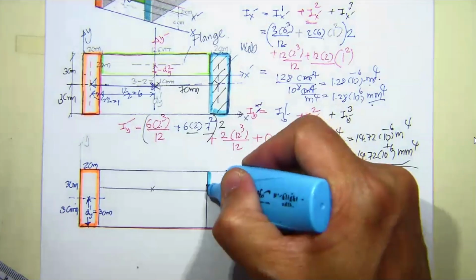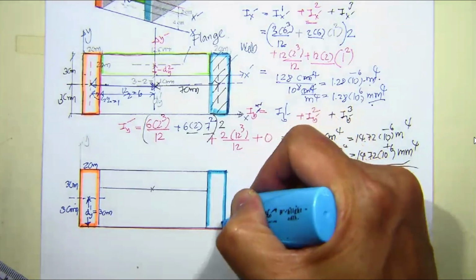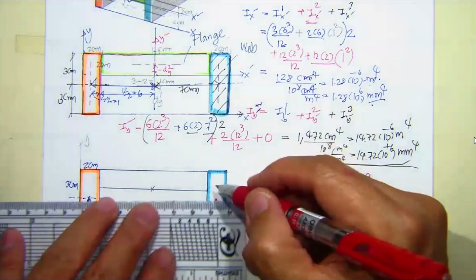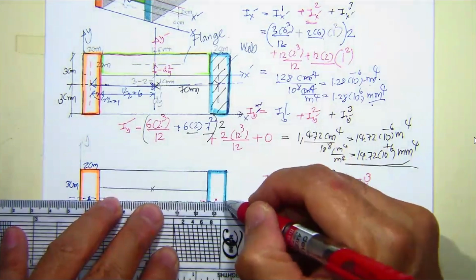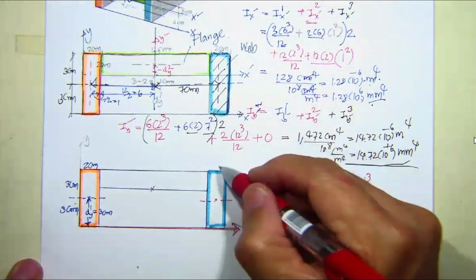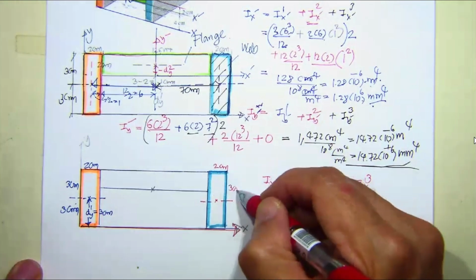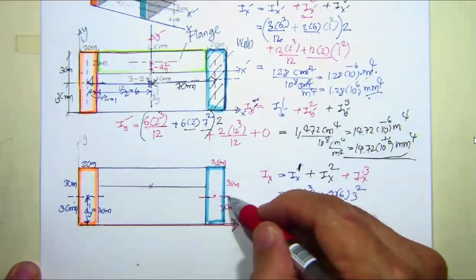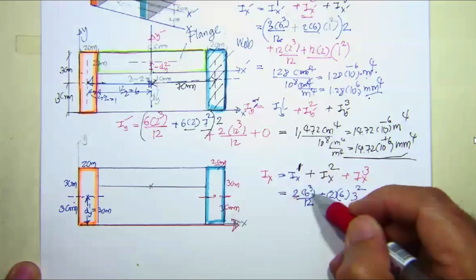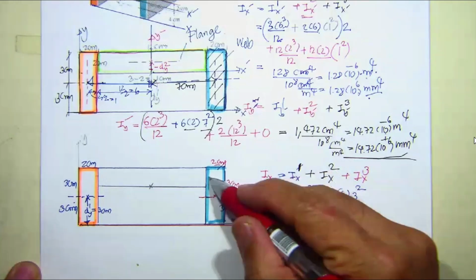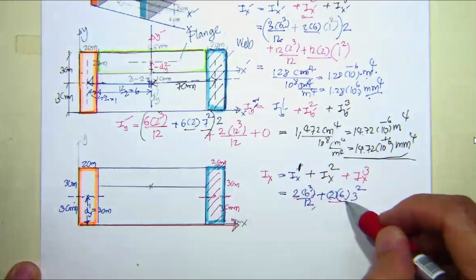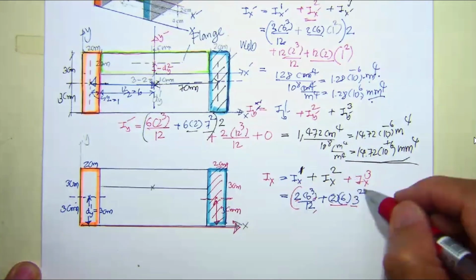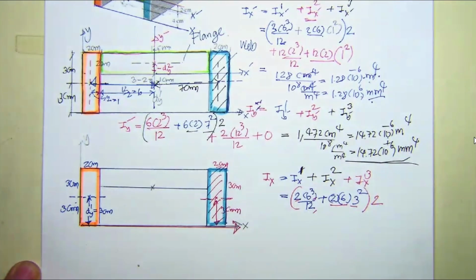And how about number 3? Okay, this is number 3. Number 3 has its own centroid over here, and this is 2 centimeter, 3 centimeter, 3 centimeter. The first term about its own centroid is 2 times 6 cubed over 12, the area is 2 times 6, and then this is going to be 3 squared. So this one is times 2, okay, due to the symmetry.